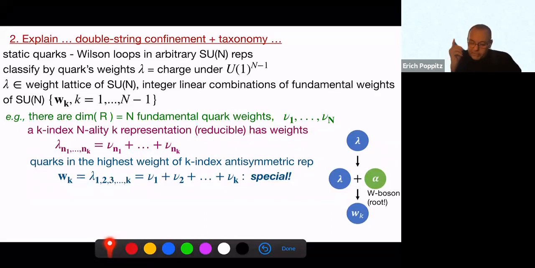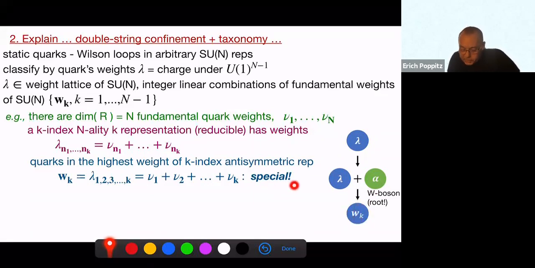A very important weight is the kth fundamental weight. The kth fundamental weight, a weight of the antisymmetric representation, is the sum of the first k different fundamental weights. It's very special for the following reason. If you have a quark of any weight, you can add or subtract roots, and you can take this weight to the fundamental weight of the antisymmetric representation. Physically, if you put static sources of some weight lambda, you can pair create W bosons, and these W bosons will screen it down to the kth fundamental weight of SU(N).